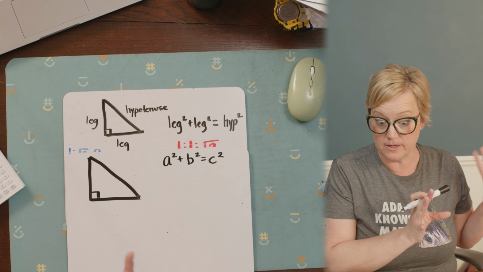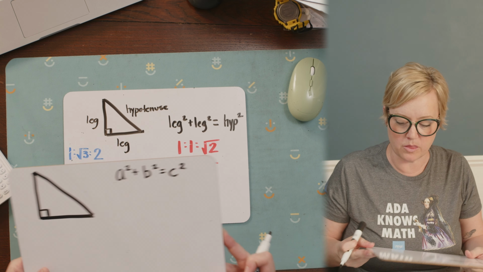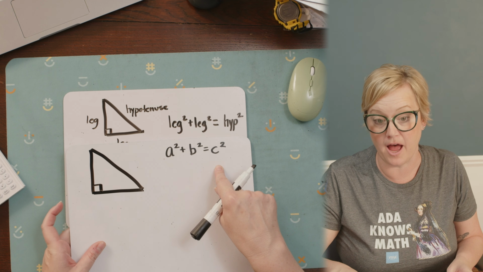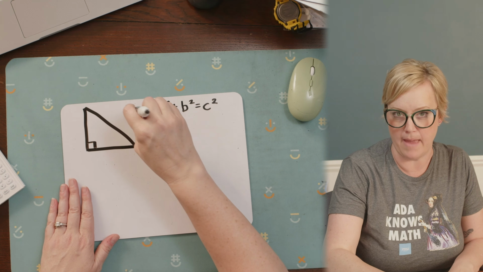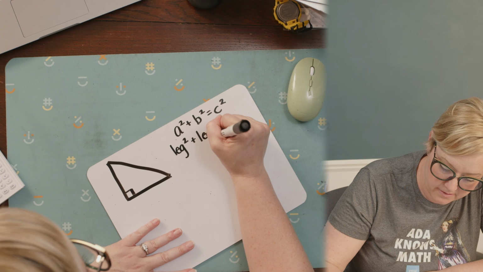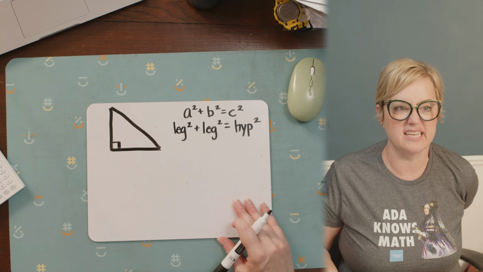But that's a whole other story that we can get into. For now, if we're just focused on the Pythagorean theorem, that's why I tend to stick with leg squared plus leg squared equals hypotenuse squared, because the letters don't matter. I just like to refer to it as the legs instead of A and B.